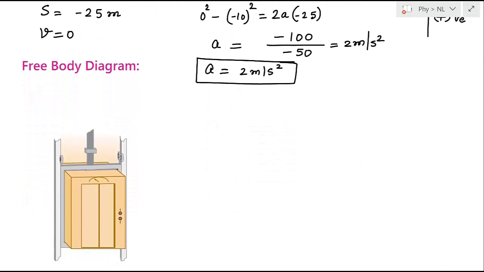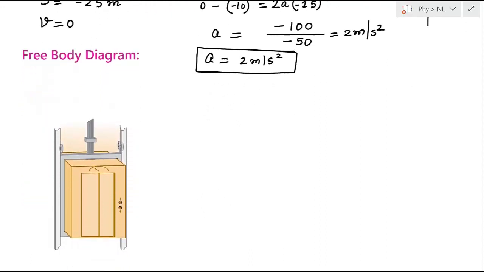Now once I know this acceleration, I can draw the free body diagram. So what are the forces acting on this elevator? One force acting is the weight, that is mg. So let us show this elevator using a point, and the force mg is acting in the downward direction. What other force? The force due to the cable is tension, so this force will come in the upward direction.